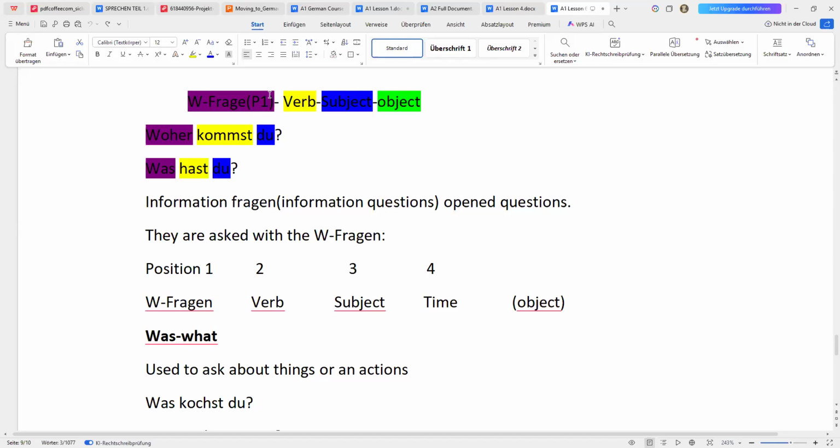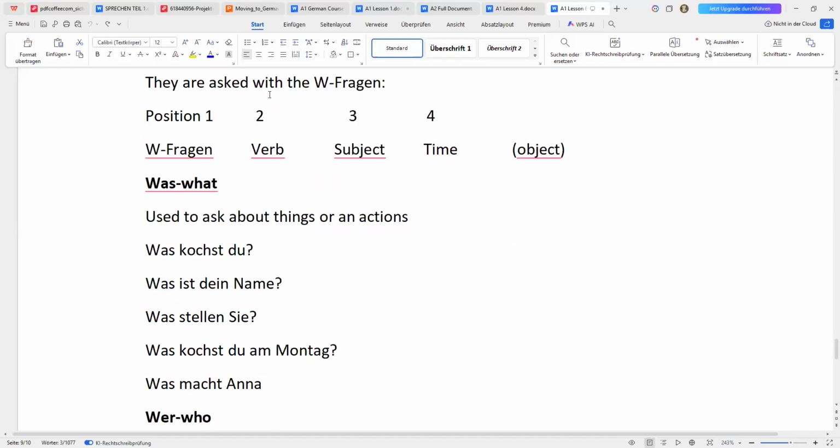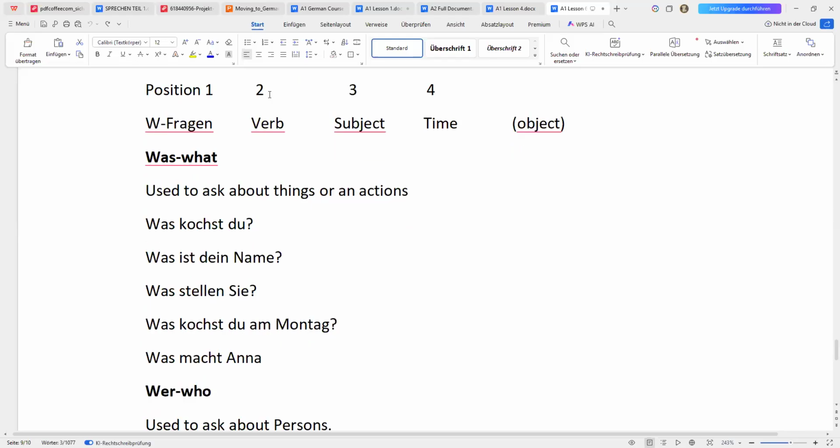So the first one is was. Was is used to ask about things or persons. And I was talking about was when I was talking about accusative. With was, it needs an answer or a statement that has accusative. Like someone asks, was kochst du? Ich koche Kartoffel. The Kartoffel there is answering the question was. Was ist dein Name? My Name ist, then you say your name. Your name there is answering that question, was.